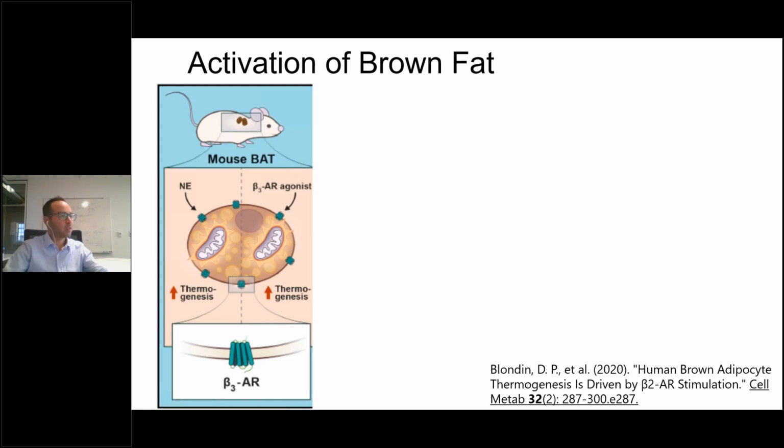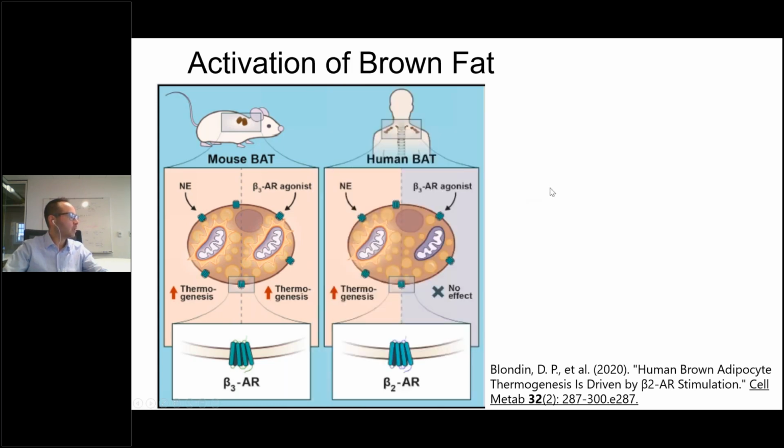However, whether this is the case in humans has been unclear for some time, as therapeutically targeting the beta-3 adrenergic receptor in humans has been problematic. And so in recent findings from our own webinar chair, Dr. Camille Chile and Denny Blondin, they go on to show that in human brown fat, they do not express the beta-3 adrenergic receptor, but instead, thermogenesis seems to be mostly mediated by the beta-2 adrenergic receptor. So in this case, the beta-3 adrenergic receptors have no effect on thermogenesis in brown fat. However, norepinephrine stimulated thermogenesis in human brown fat, and by knocking out the beta-2 adrenergic receptor, this effect was shown to be abolished.